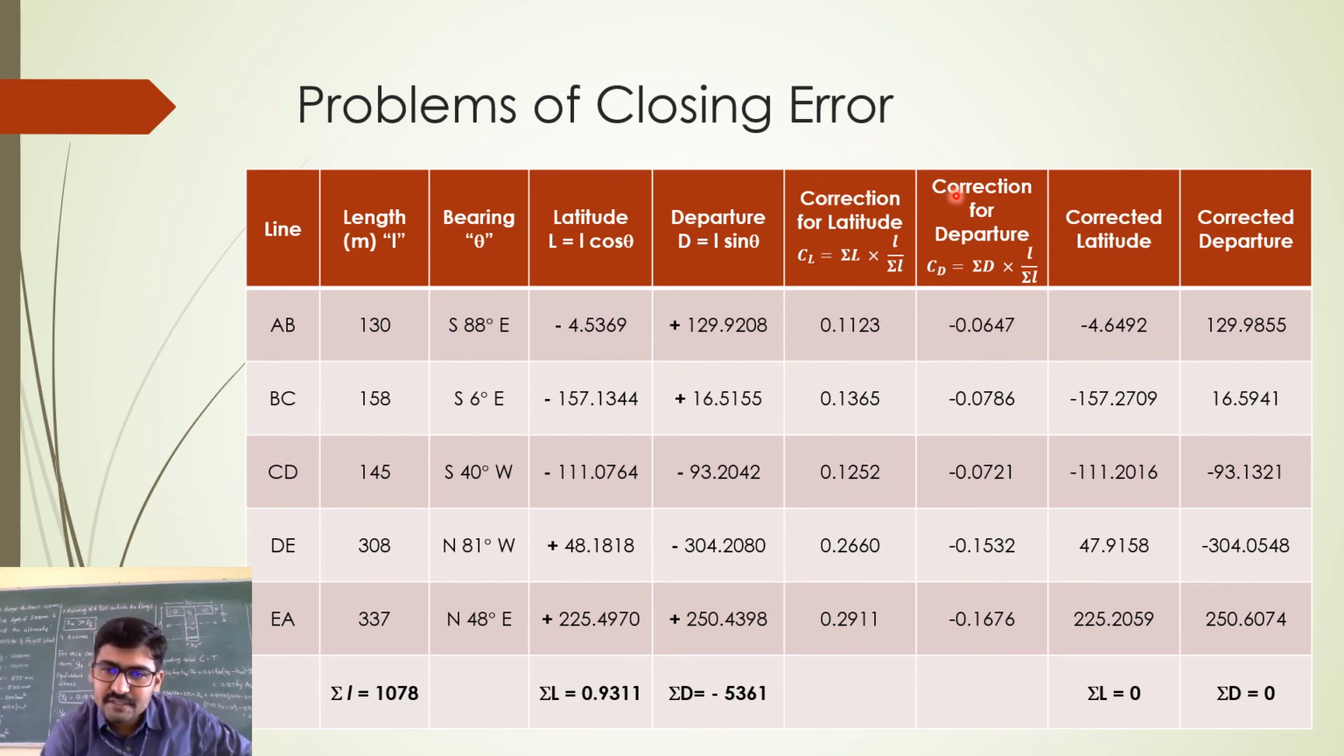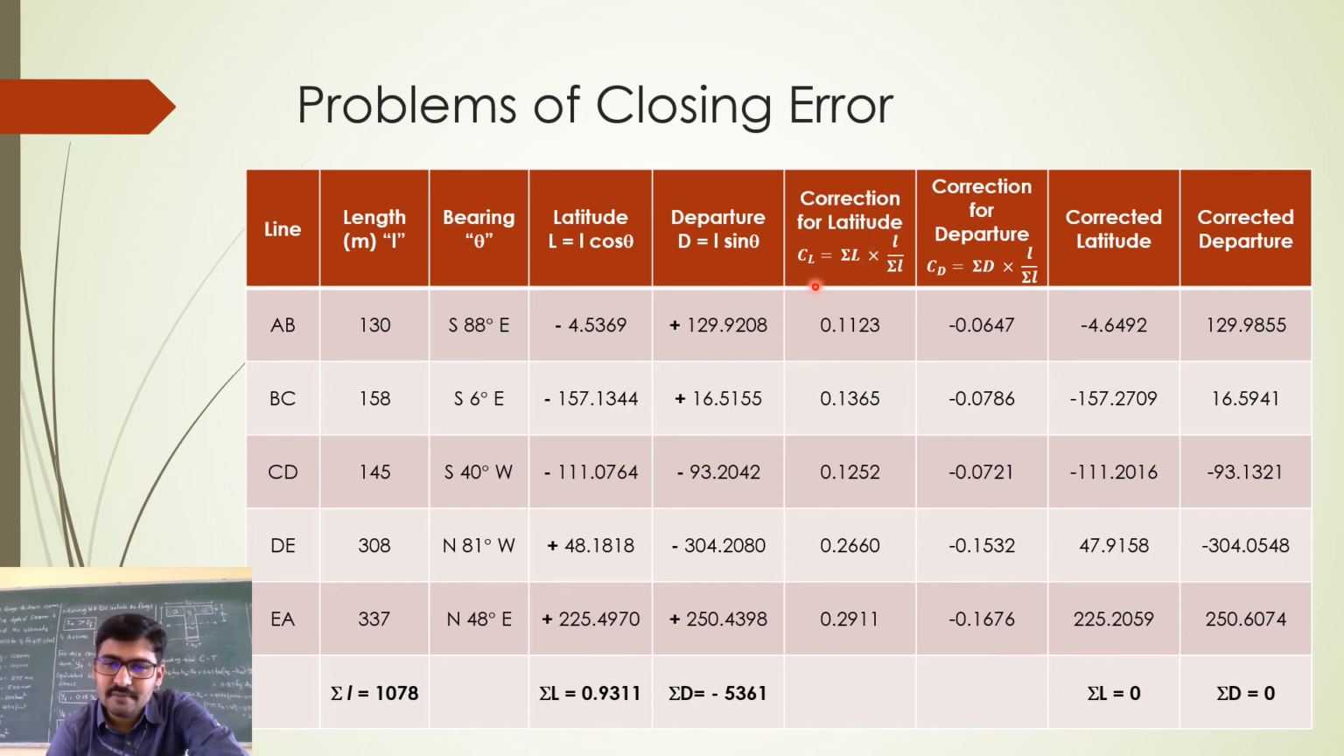These are the corrections to be applied, and after applying the correction to these latitudes you will get the corrected latitude, right? So latitude plus or minus correction will give you the corrected latitude. Departure plus or minus correction for departure will give you the corrected departure, right? So how will you calculate the correction for latitude, because the table is done till this. Now the next column is correction for latitude. Since it is the Bowditch method, the formula is to be Bowditch here. Whether it is the Bowditch rule or the transit rule, both are the same in terms of solution. Only the formula will vary here.